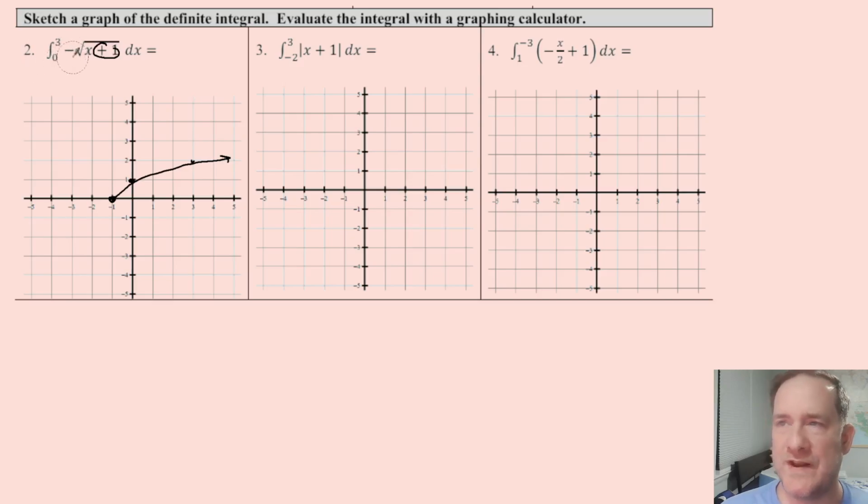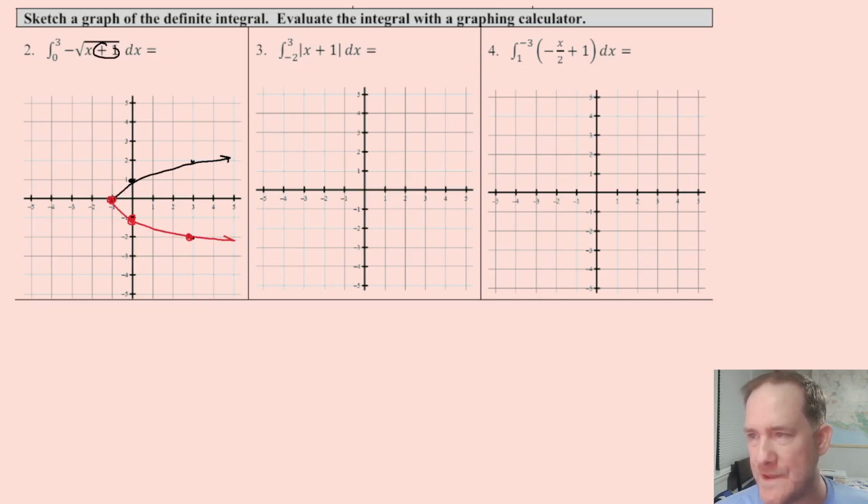But of course this negative sign on the outside, that's a negative a value. That would reflect me over the x-axis. So really my radical function is going to be down here, and it's going to be decreasing. So this red guy is the final transformed version of our function. And we're being asked to find the integral from 0 to 3. Okay, easy enough. From 0 to 3 would be that.